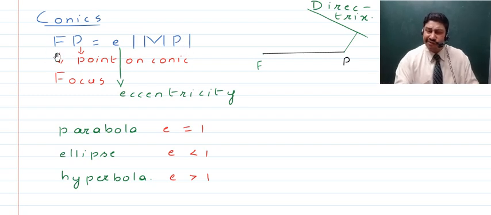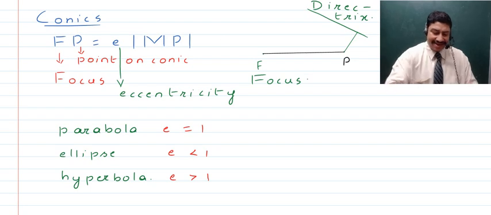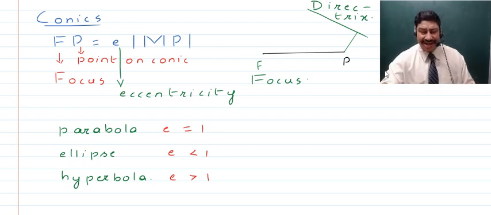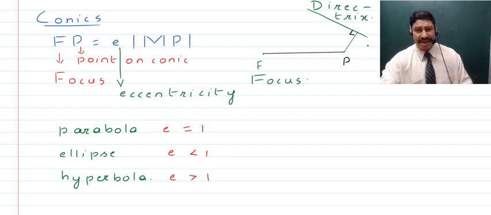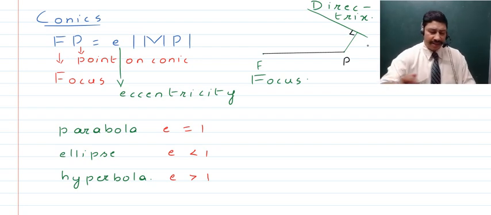Now F is a fixed point which is known as the focus, right? And there is another fixed line which is the directrix. Now the distance of the point P which is there on the conic from the fixed point is e times the distance the point on the conic has from the directrix. And remember, this distance that we are talking about is only the perpendicular distance, that is the shortest distance, right? So this is the general equation of any conic.